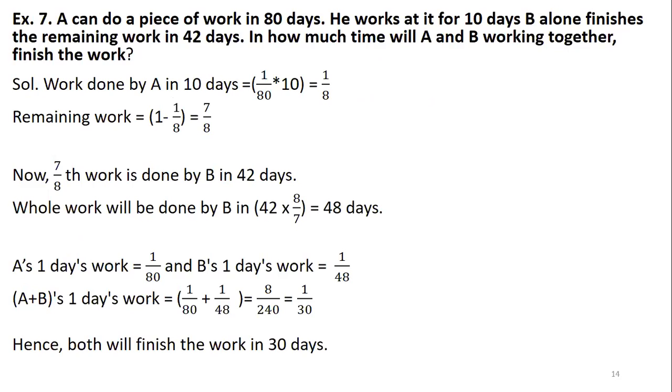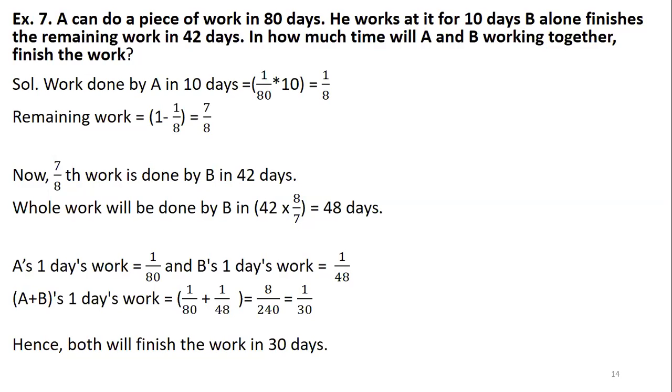Now, work done by A in 10 days is how much? So 1 day's work of A is 1 by 80. In 10 days, into 10, that is equal to 1 by 8 part of the work completed by A. Now the remaining work is how much? The whole 100%, that is 1 minus 1 by 8 is equal to 7 by 8.